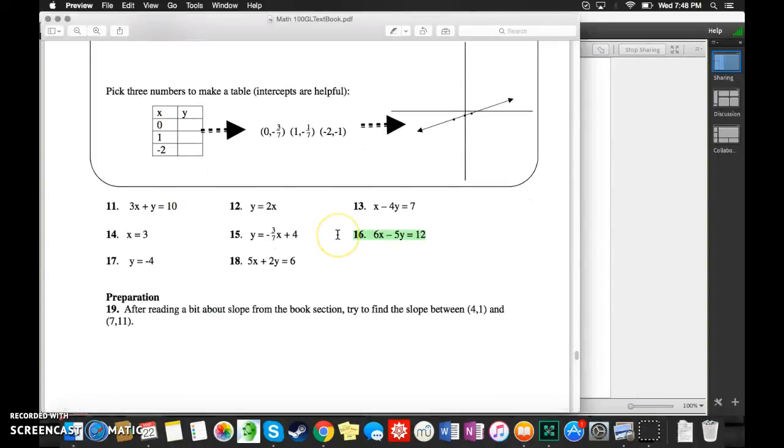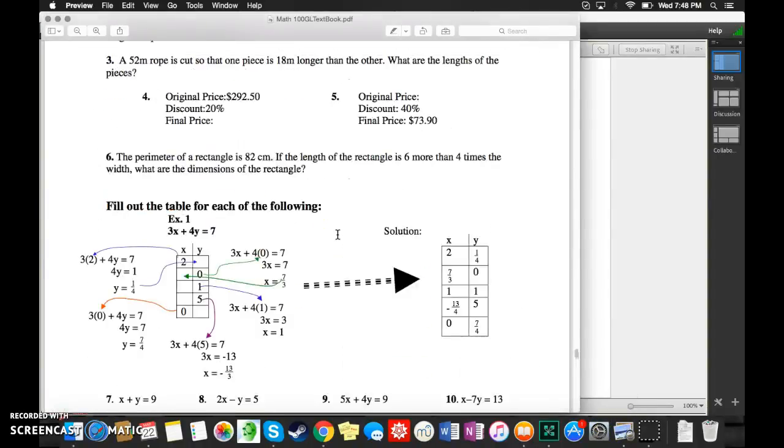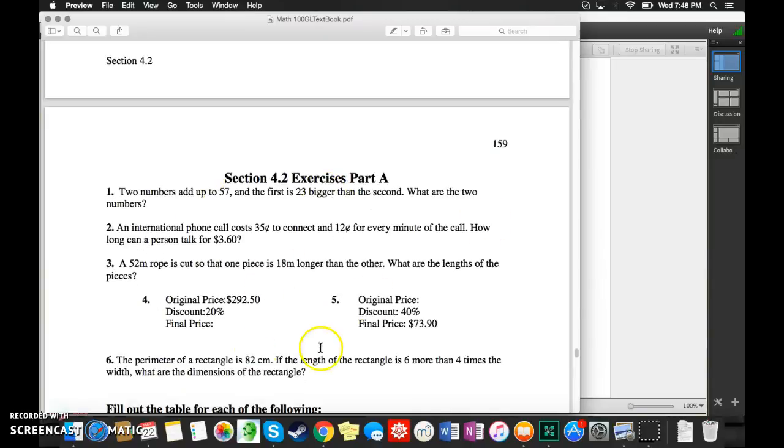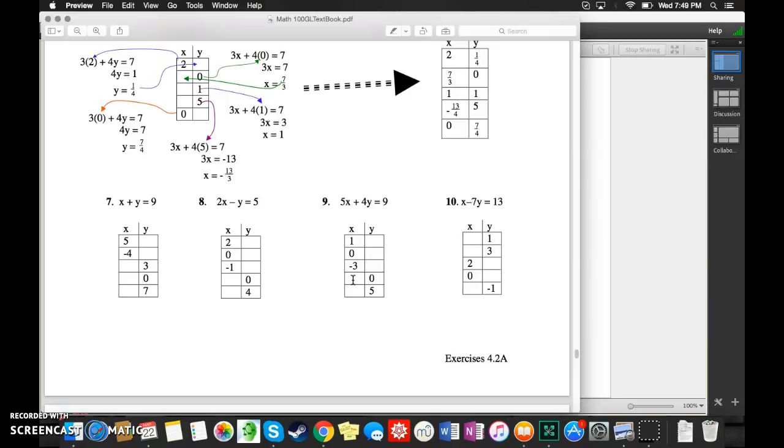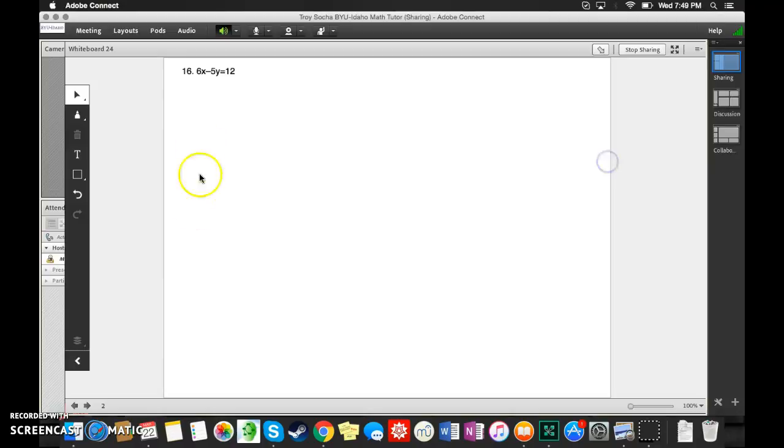All right, so this is going to deal with section 4.2, part A. We're not going to talk about the top because the top is just review stuff. Instead, we're going to talk about filling out these tables. So what is a table? What is the point of a table? A table is a way that we can deduce values for a specific function.